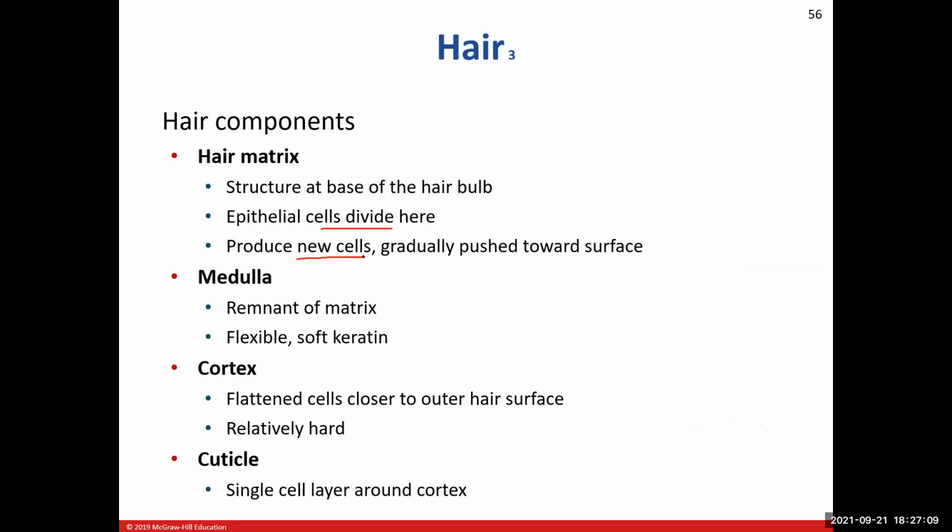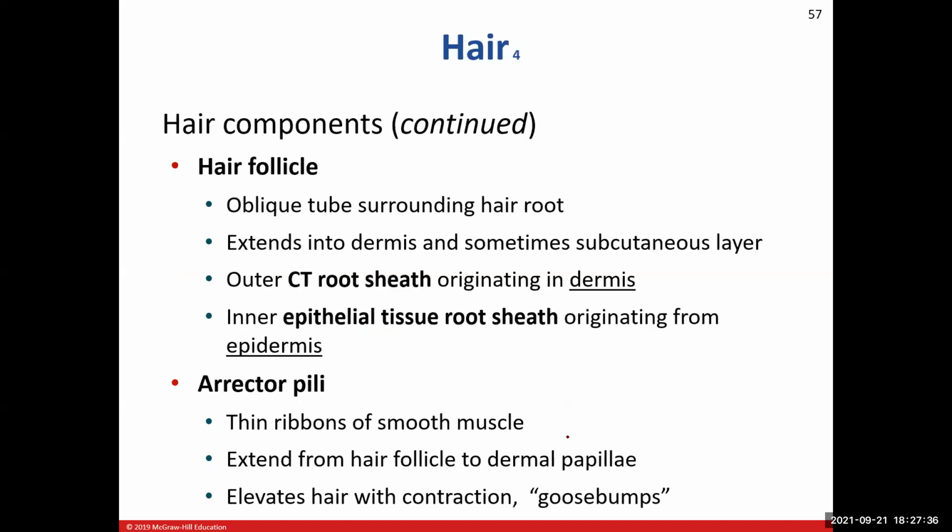At the direct center of our hair, we have the medulla. That is going to be made up of softer keratin, so it'll be more flexible. Then surrounding the medulla is going to be the cortex. That's going to be harder. That's going to give hair more of its rigidity. And then there's a single layer of cells that cover the cortex, and that's going to be the cuticle. That's what we see when we're looking at the hair there.